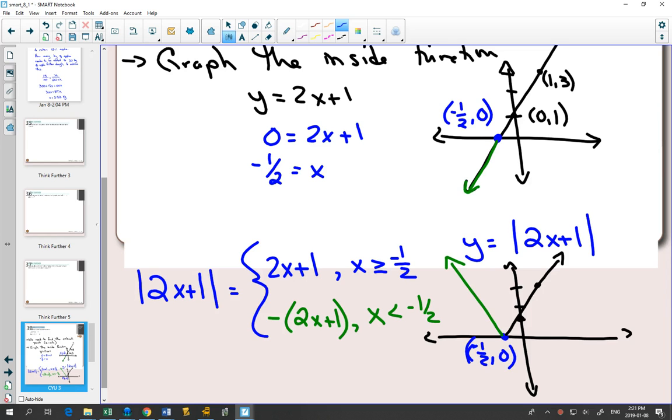That negative has the effect of changing all your y values from negative to positive. That's what flips it up. And this is the piecewise notation for this graph. It's describing each part separately.